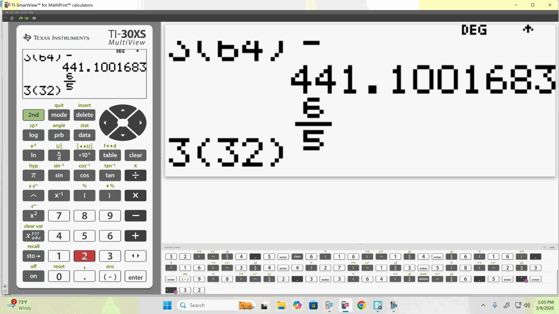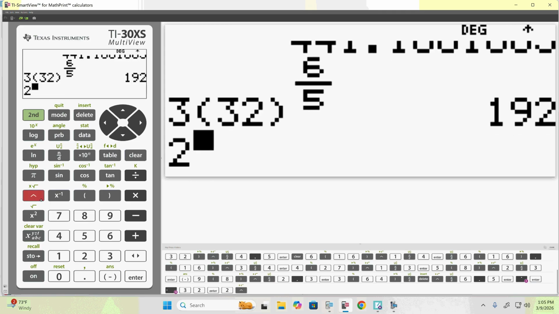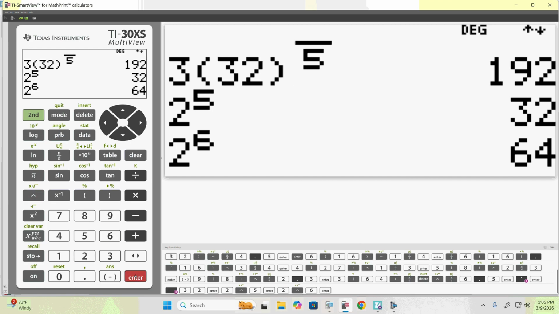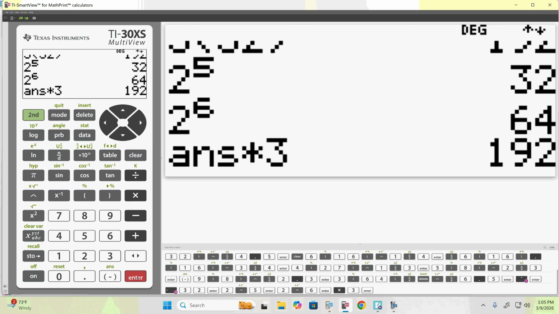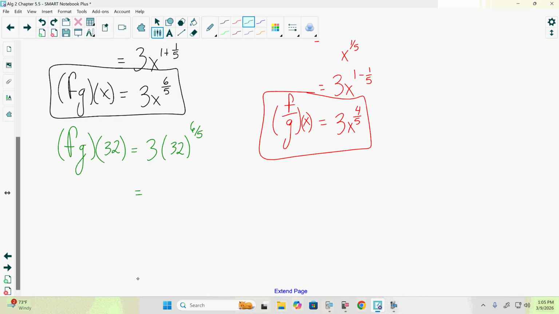Because 32, unlike 64, actually has a 5th root. I plugged in the wrong number earlier, because 32 to the 6/5 would be 64. What times itself 5 times is 32? It's 2. 2 to the 5th is 32. So really what we're saying is that the 5th root of 32 is 2. Then we put 2 to the 6th. 64 times 3 is 192, which is our answer.